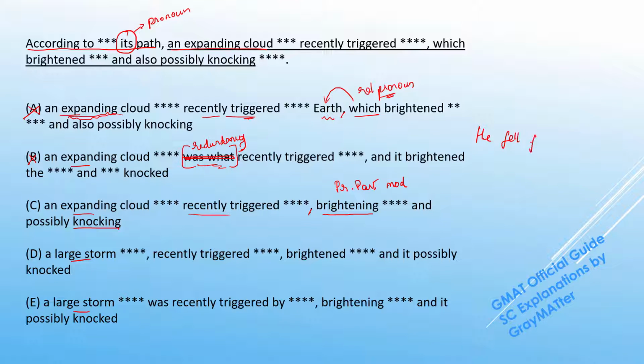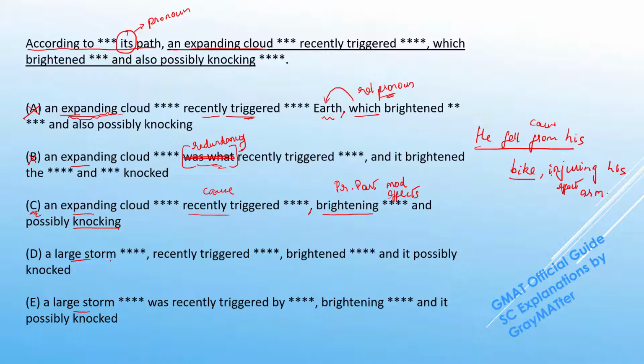For example, "He fell from his bike, injuring his arm." So in this case, this present participle modifier is modifying the whole clause and gives us the result of this person falling from his bike. So "injuring his arm" is the direct result of this particular cause. In the same way, an expanding cloud recently triggered this storm. This becomes the cause, and this particular cause had a couple of effects: brightening the lights and knocking some satellites. So C's construction and logic works perfectly. Let's hold on to that.